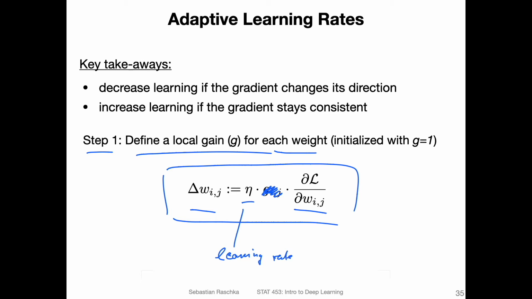But the difference now is that we add this gain. And this gain, as you can see, is also indexed ij. So it's the gain associated with that particular weight. In that way, you can think of this as the learning rate just for this particular weight. So you can have unique learning rates for different weights or different directions.